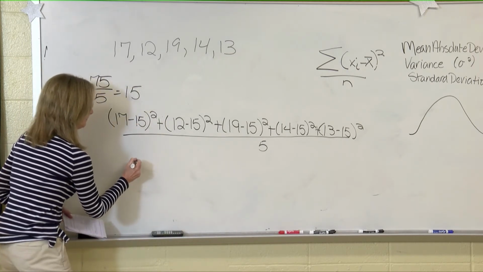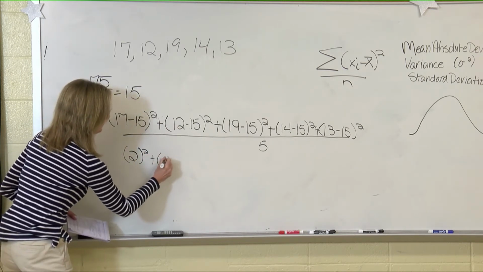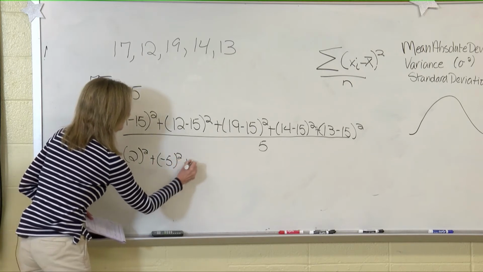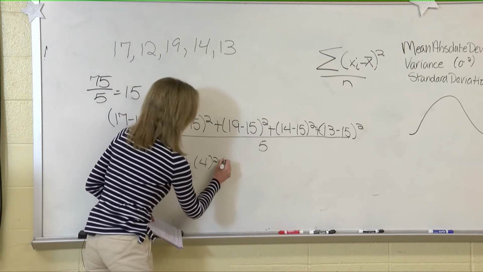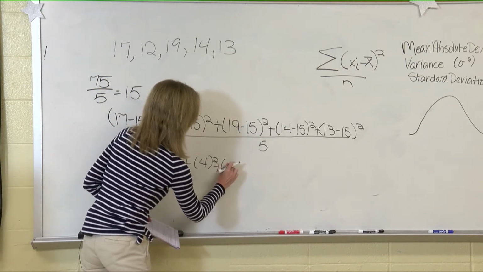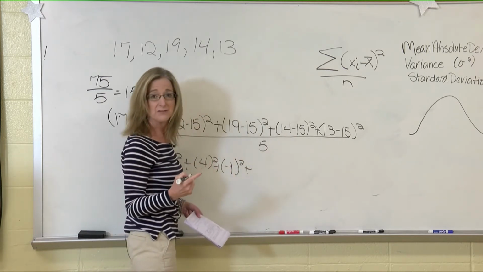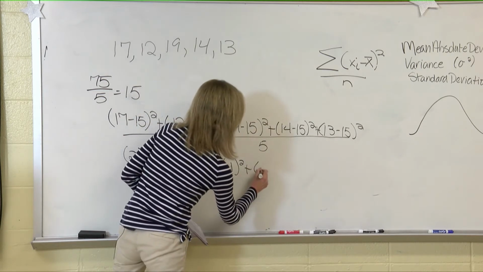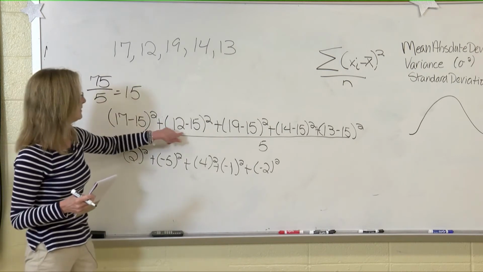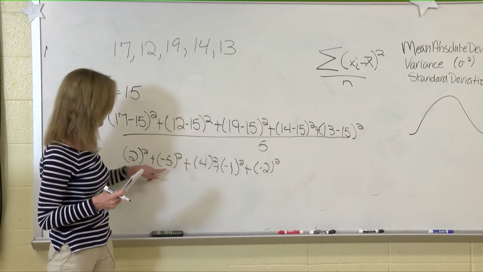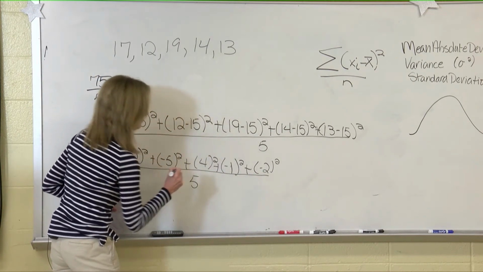17 minus 15 is 2, and I square it. 12 minus 15 is negative 5. 19 minus 15 is 4. 14 minus 15 is not negative 5, it's negative 1. And then 13 minus 15 is negative 2. And I'm squaring all of these differences. And I'm going to add them together, and I'm going to divide by the total number of data points.